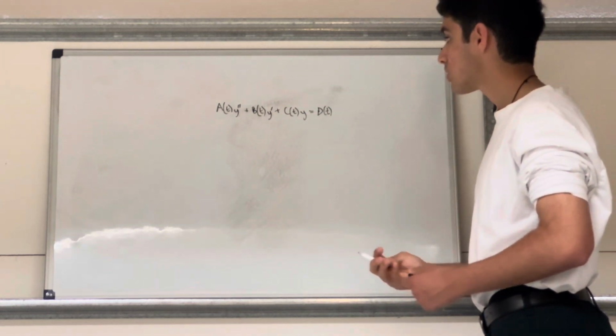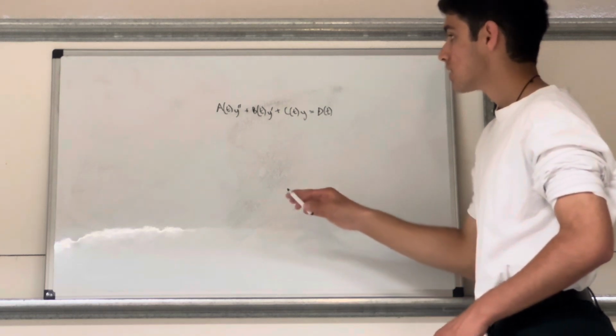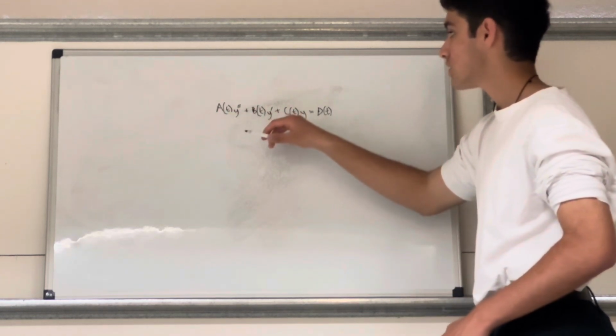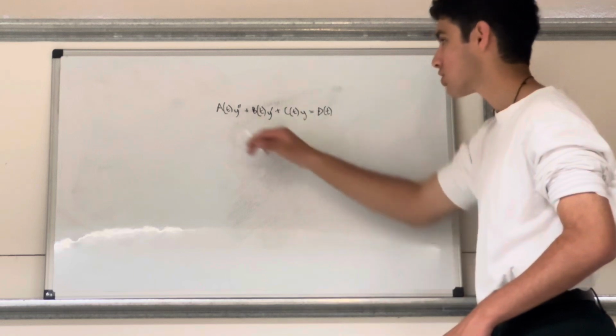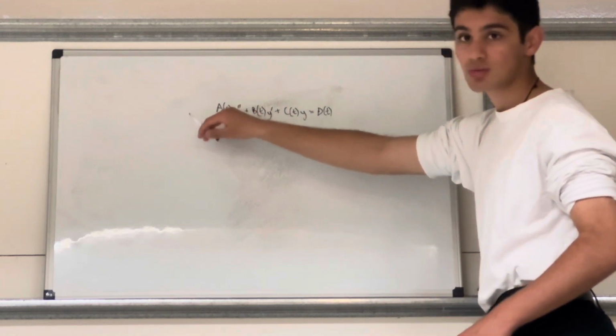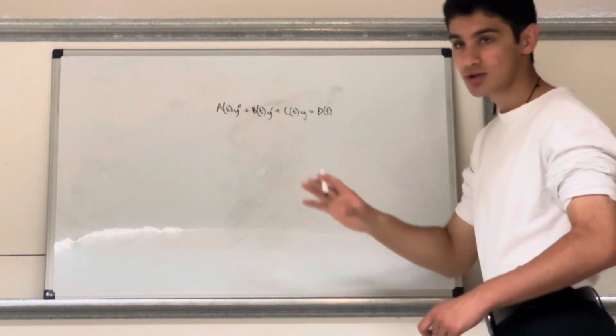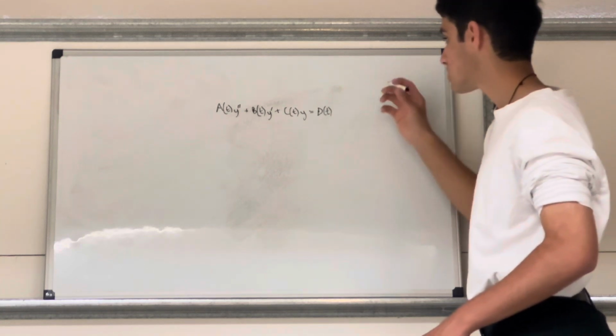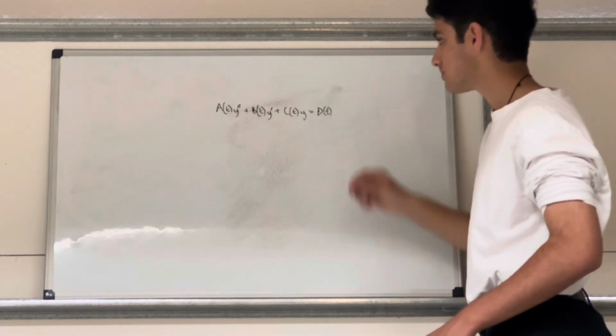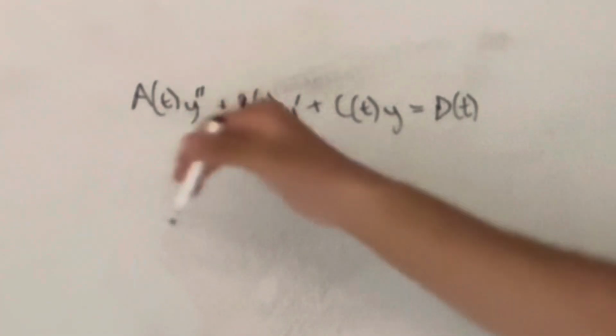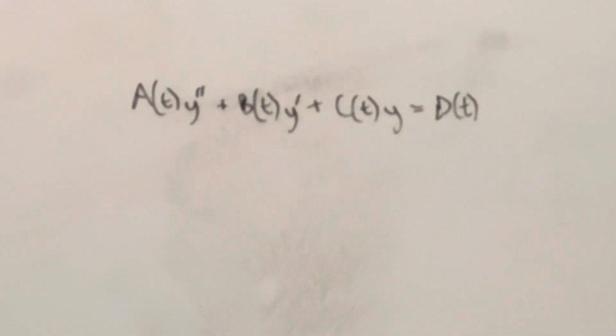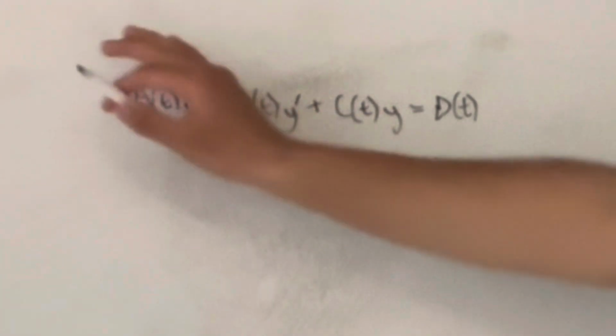Now we want them to be constant coefficients. That just means a of t, b of t, c of t are all going to be constants. So they're not going to be like 3t, it's just going to be maybe 1, 2, 3, something like that, constants. And homogeneous just means that d of t is going to be 0. If a of t is 0, it's not really a second order linear differential equation, it's going to be first order because that term is just 0.